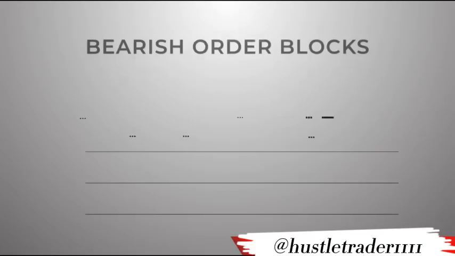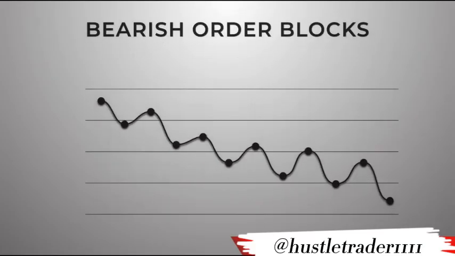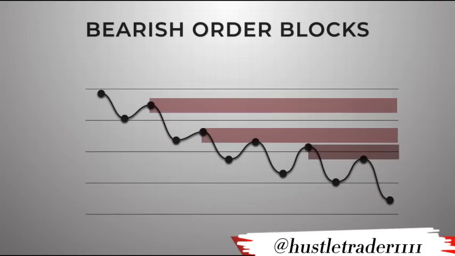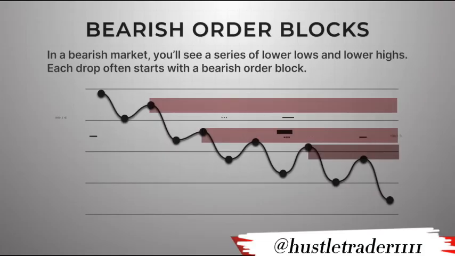Now flip that for a bearish market. You've got lower lows and lower highs. Each drop often starts with a bearish order block. But here's where it gets interesting. Order blocks don't just go with the flow. They can signal when the flow is about to change.